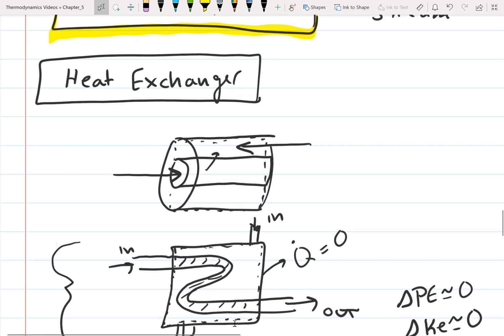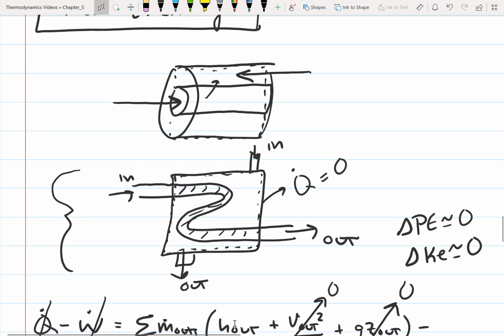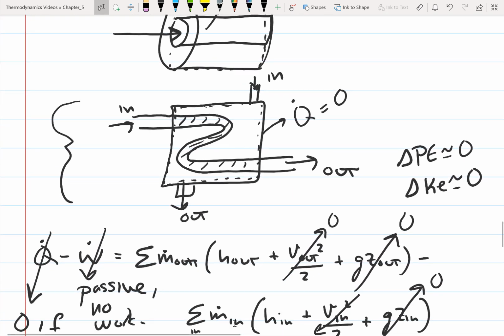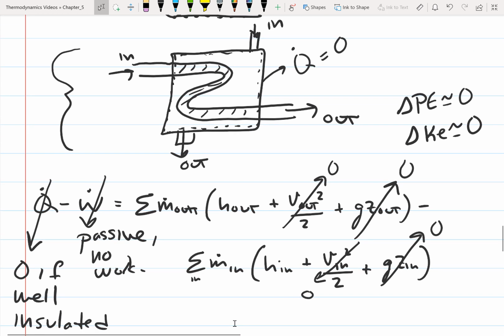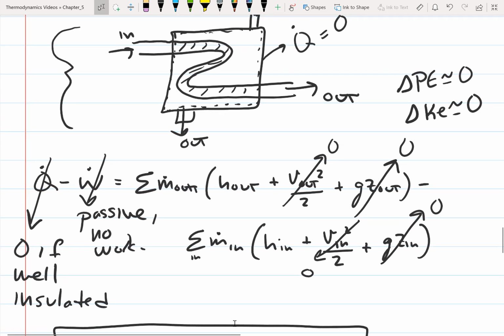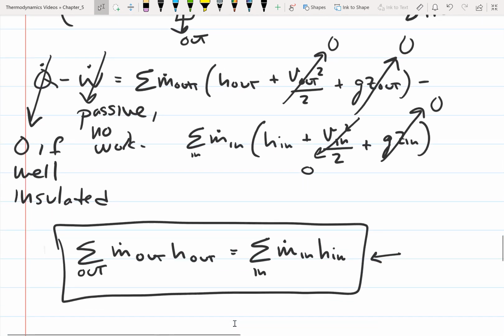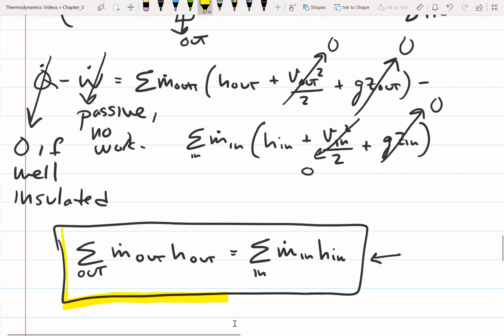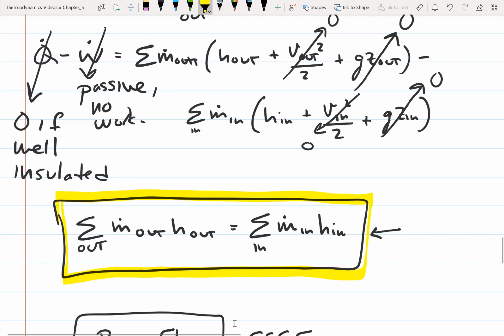And then we looked at a heat exchanger. Heat exchangers can have multiple inlets and outlets. If they're well insulated, we can assume that the heat in or heat out is zero. They're passive, so there's no work. The change in kinetic energy is often approximately zero because often the velocities are slow and they don't change much. And if we don't have a large elevation change, we can assume that the change in potential energy is approximately zero. So we end up with this equation for the first law energy balance for a heat exchanger.